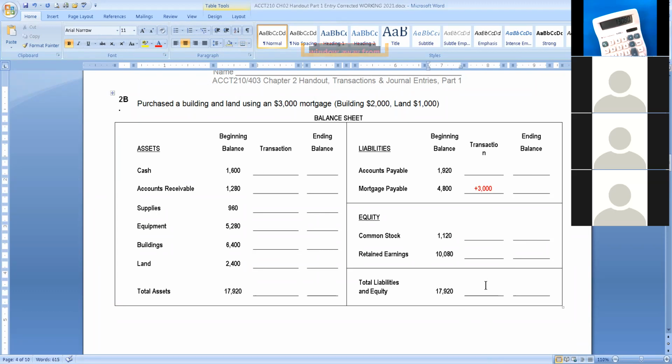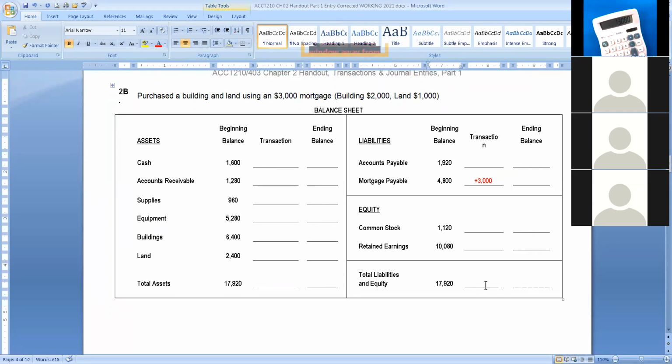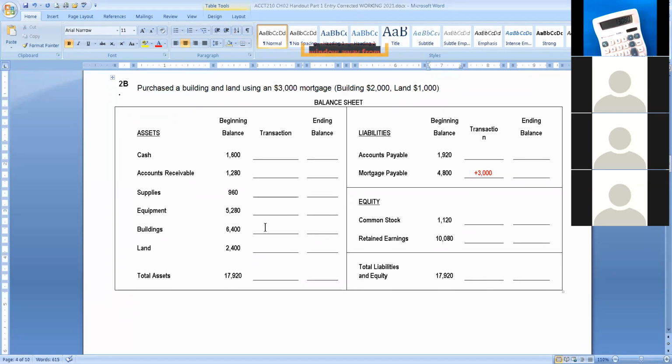What else? The building is going to be increased by 2,000 and the land by 1,000. Yep, perfect.